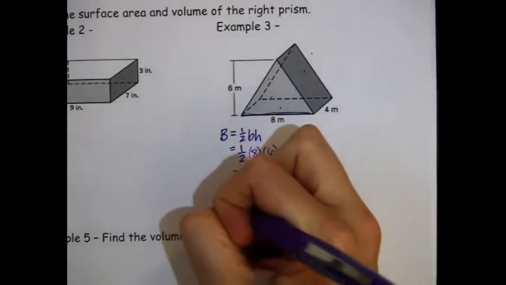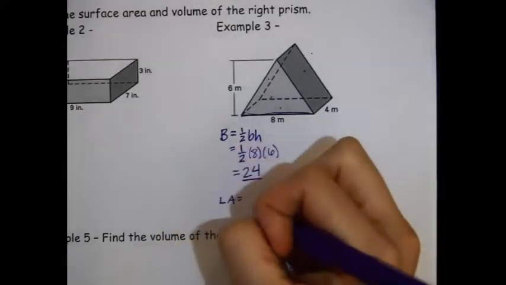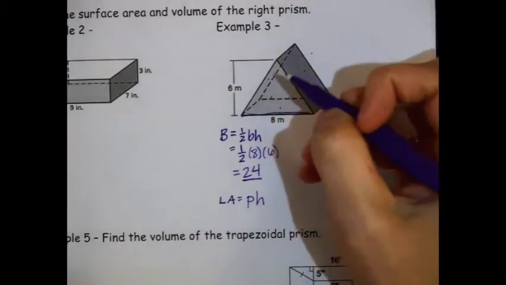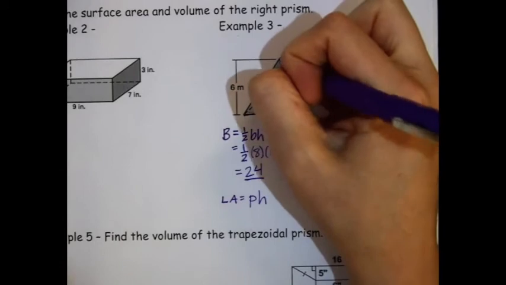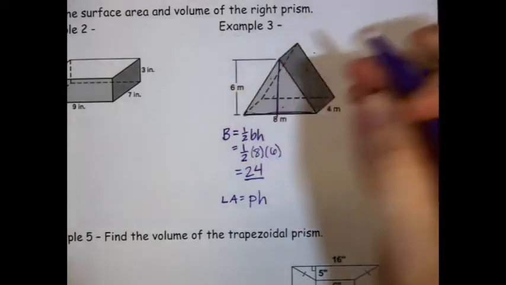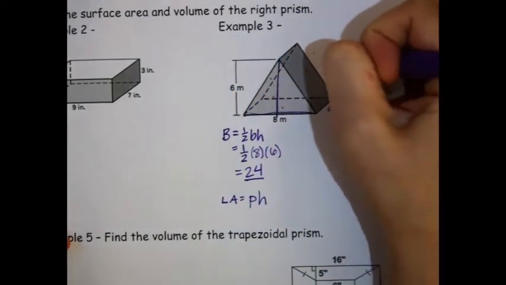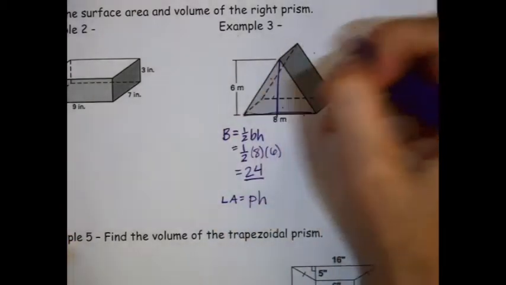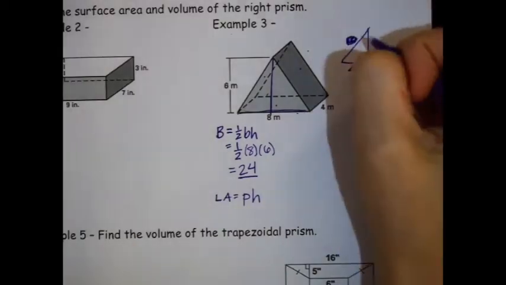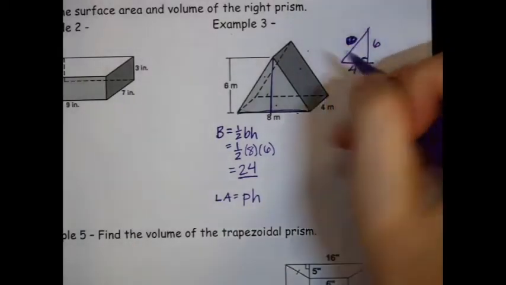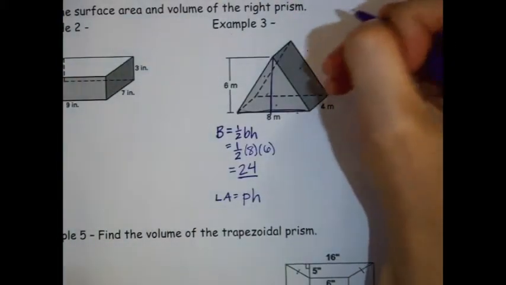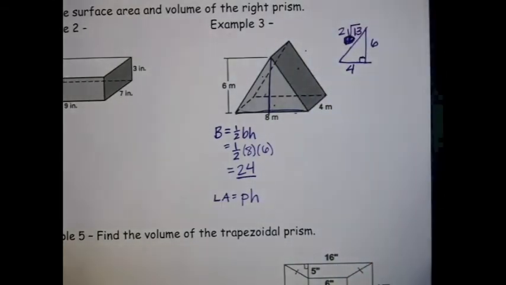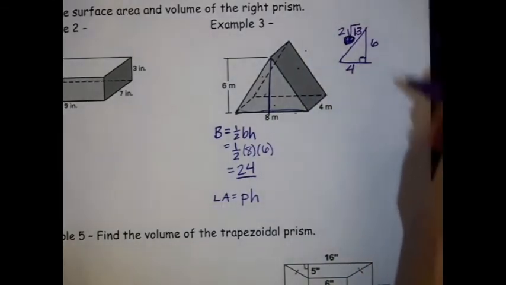Now, my lateral area is the perimeter of the base times the height. So I need to find the perimeter of my base. So here I'm going to draw this triangle off to the side. Since the whole thing's 8, that means this portion is 4. My height is 6. I need to use the Pythagorean theorem to get my hypotenuse, and that's going to end up being 2 square roots of 13. Go ahead and plug that into the Pythagorean theorem if you need to.